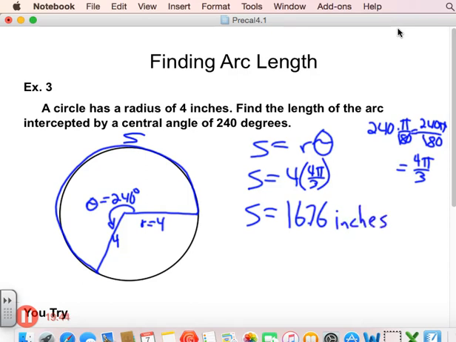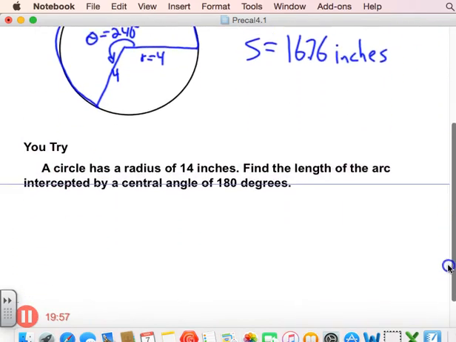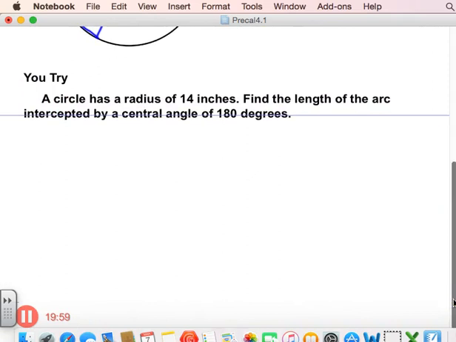All right, so that distance all the way around is 16.76 inches. All right, so that's how you find arc length. Go ahead and try the next one on your own. Remember, you've got to convert a degree measure to radians to plug into your arc length formula.